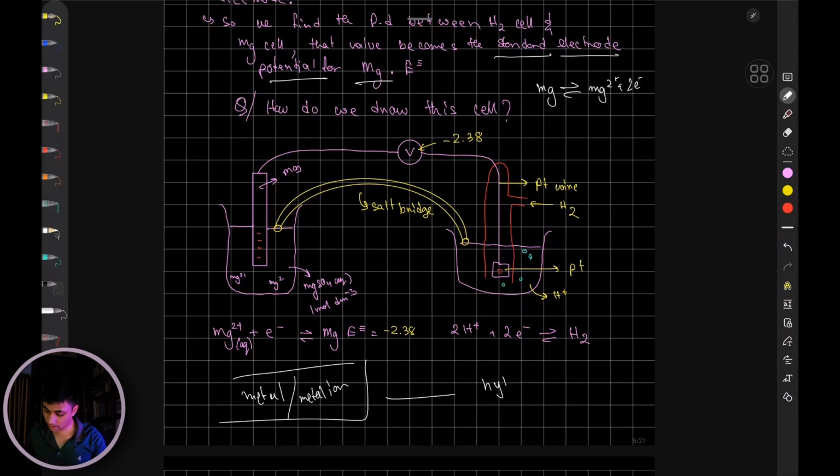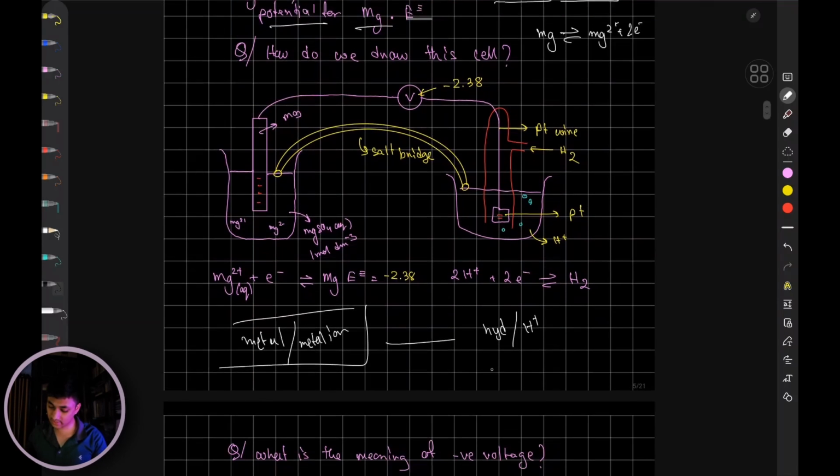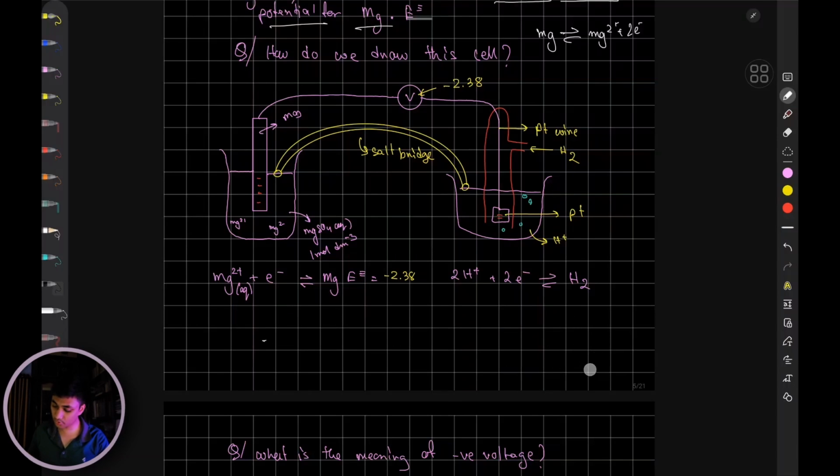a hydrogen and H plus hydrogen ion half cell, right? And this is also called a non-metal and non-metal ion half cell. Fair enough. So this is how you're going to draw it.